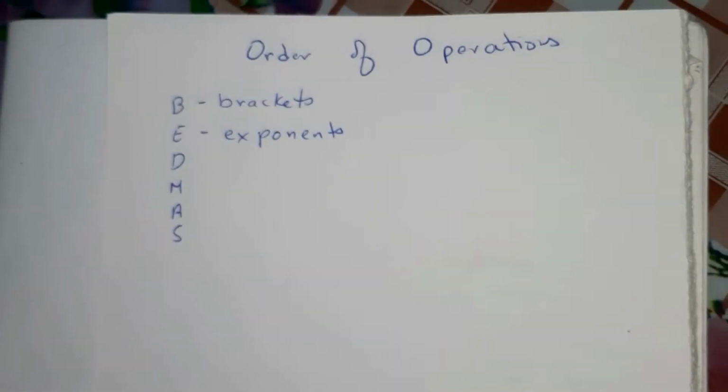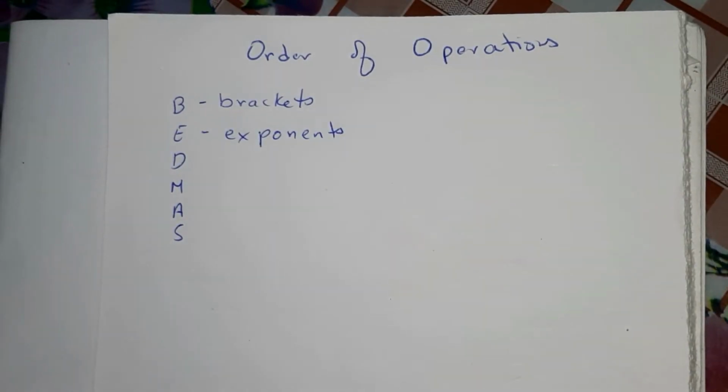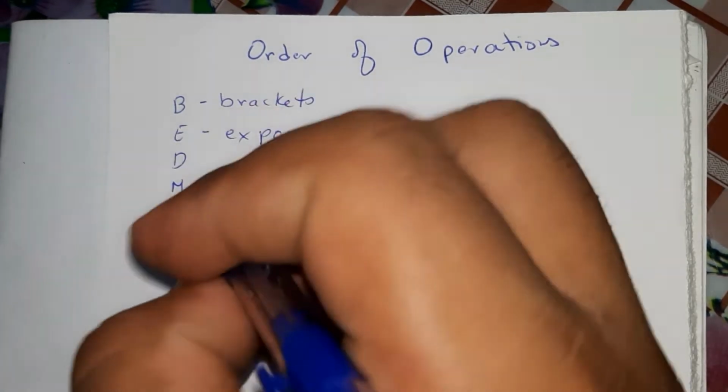Now exponents, most of you would know as powers, where you have 2 to the second or 3 to the third, which means the number multiplied by itself, and the power will tell you how many times you're going to multiply it, right? After you finish exponents, then you go into division and multiplication.